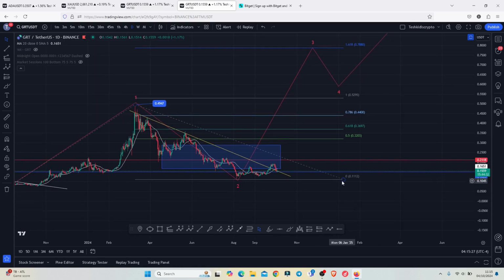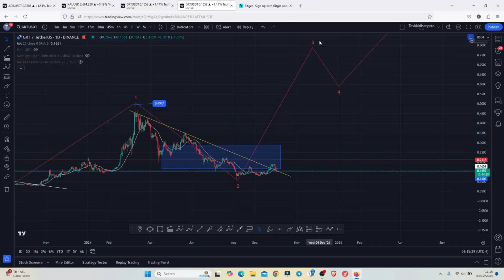So that is the price action that I'm expecting here on the GRT chart for the next coming hours. Let's be patient and see how that plays out, and I will be keeping you up to date.